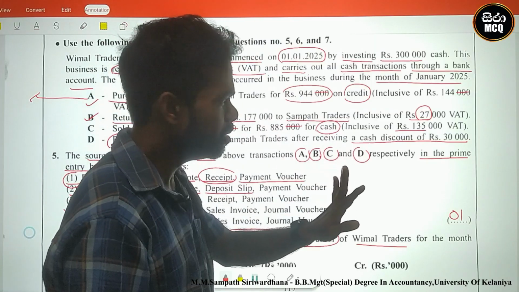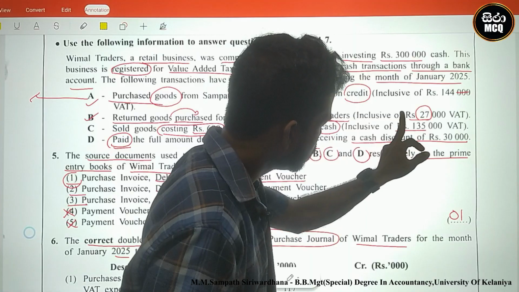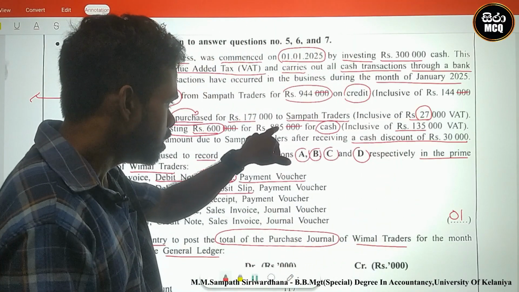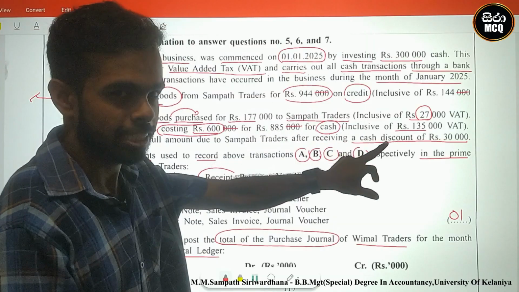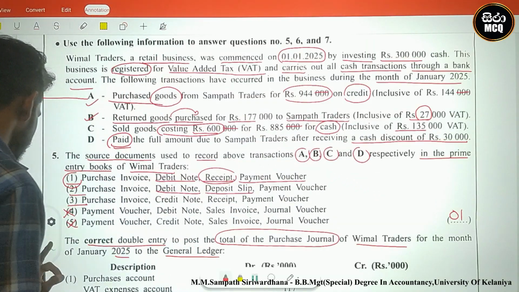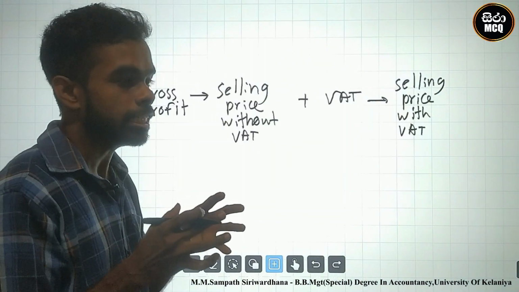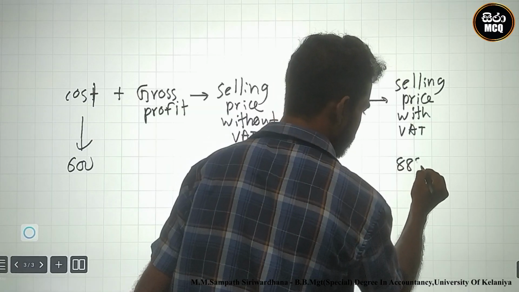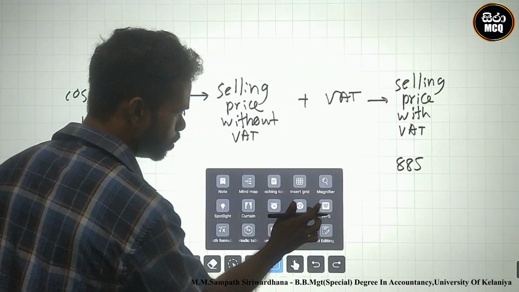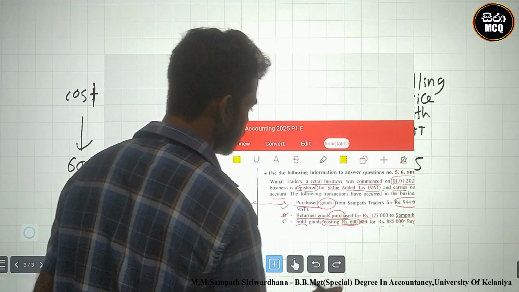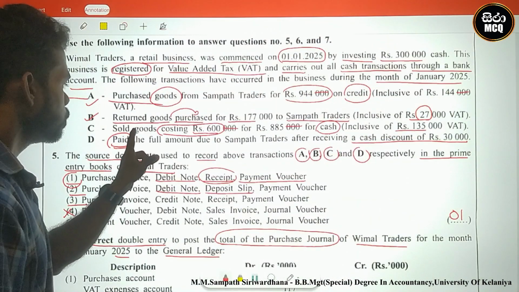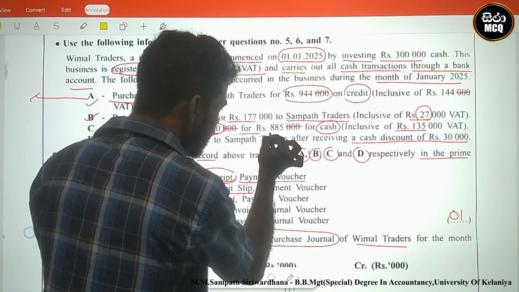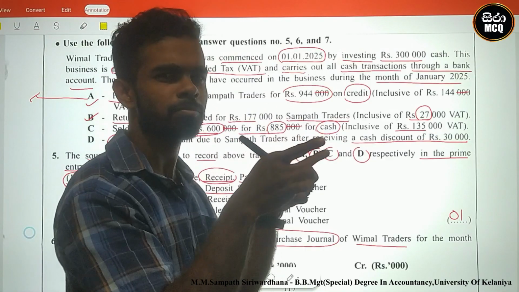885 for cash, inclusive of 135 VAT. Inclusive means this amount includes VAT. 885 is the VAT included amount, which means the selling price. Why? Look here: sold goods costing 600 for 885. That means the selling price.